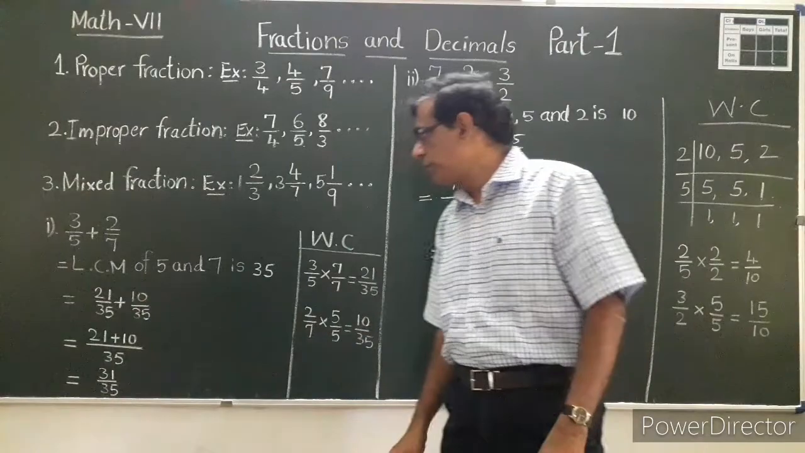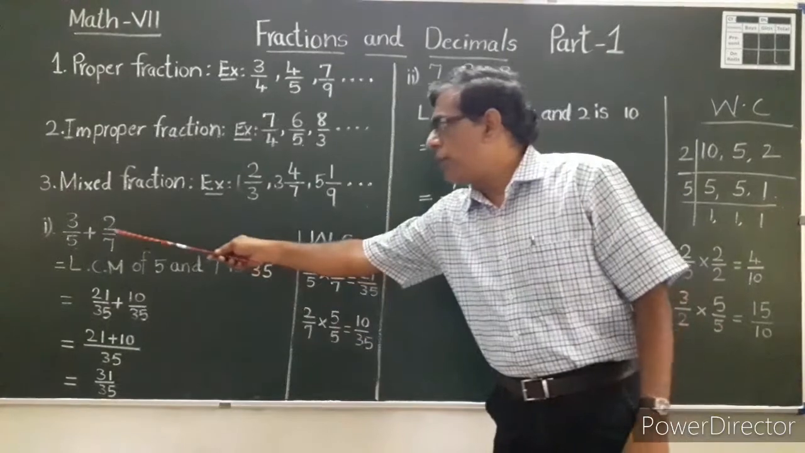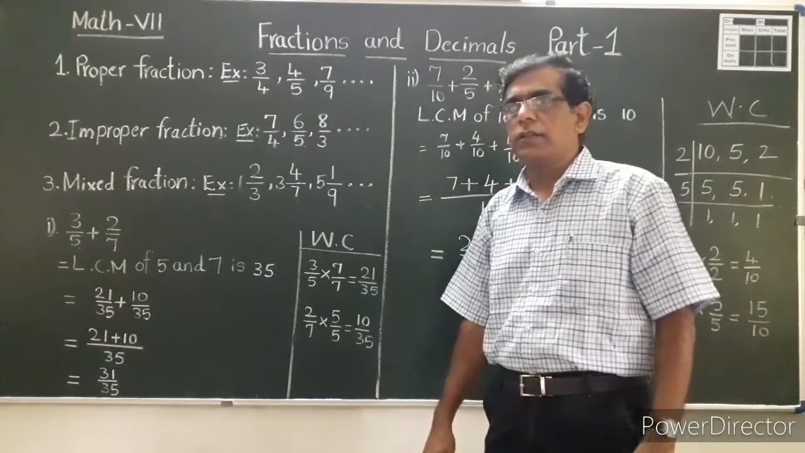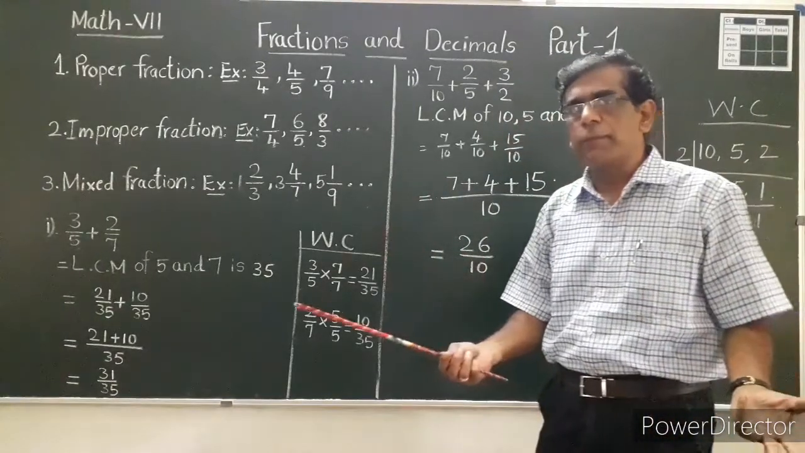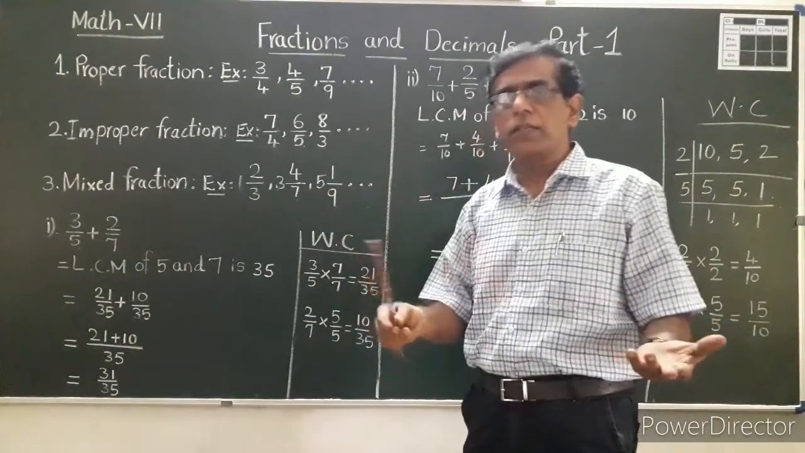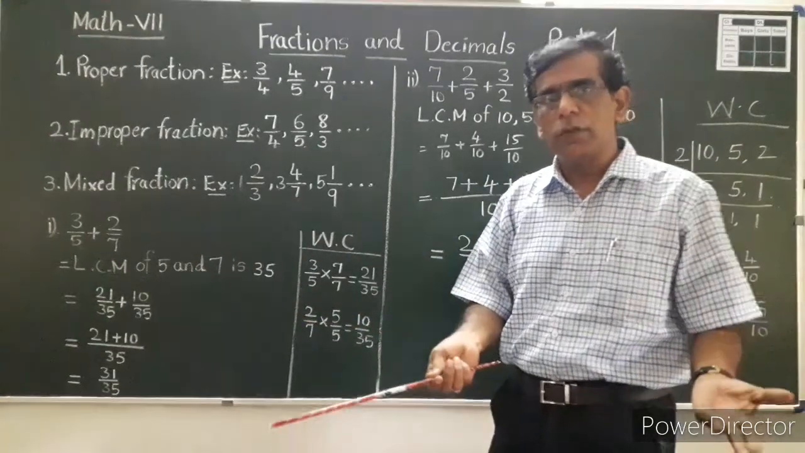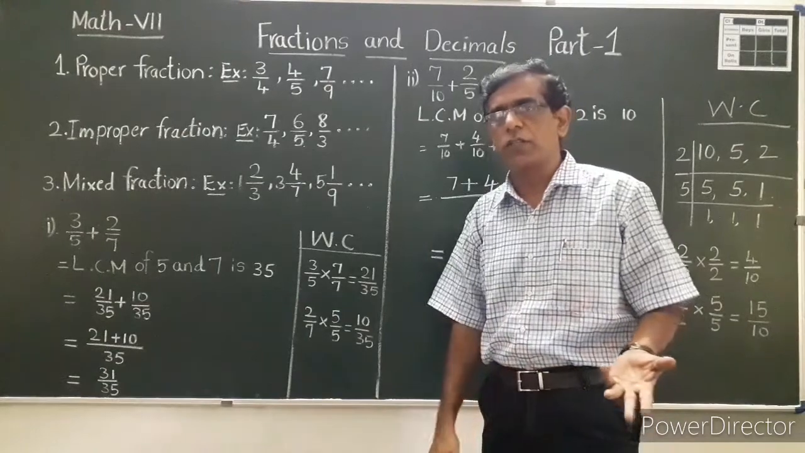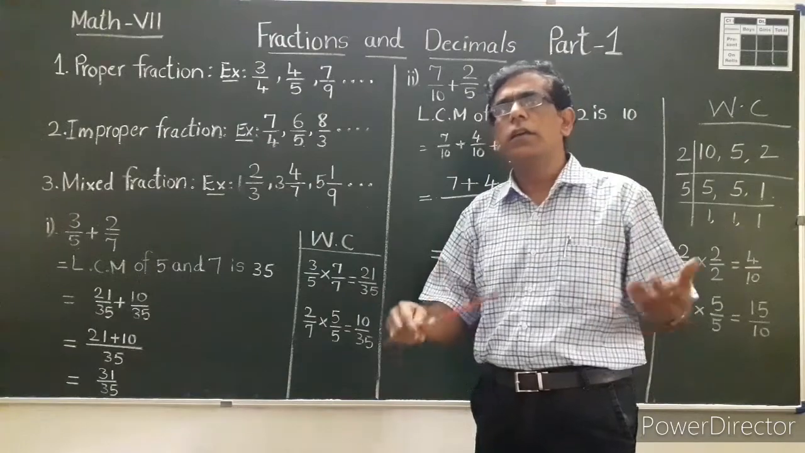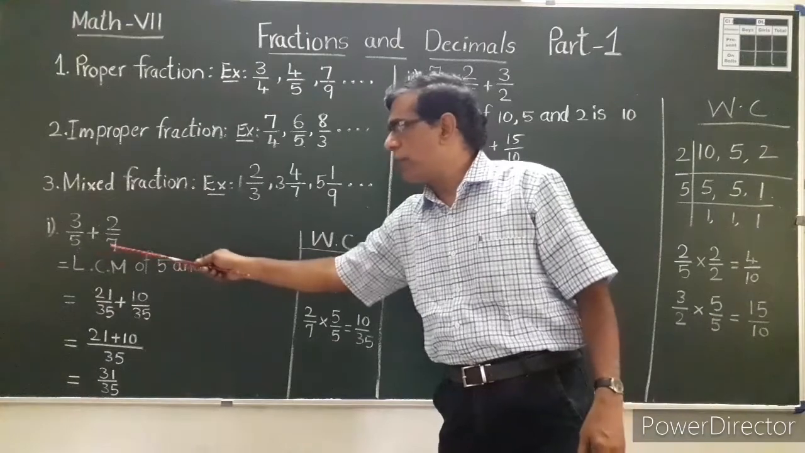The next step. Here 3 by 5 and 2 by 7 are unlike fractions. If the denominators of both fractions are the same, such fractions are like fractions. Unlike fractions are those whose denominators are different. So these two fractions are unlike fractions.